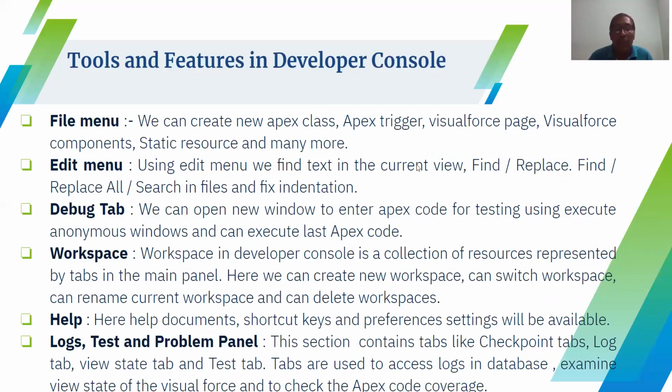Whereas coming to debug menu, we can open a new window to enter the Apex code for testing using the execute anonymous window. So we are going to have the execute anonymous window, and we are going to write the code there. We are going to create an object for a class, and we are going to call the methods of that class, all those things. We write the code using this execute anonymous window, and we can execute the last Apex code.